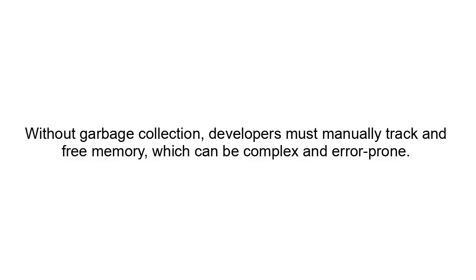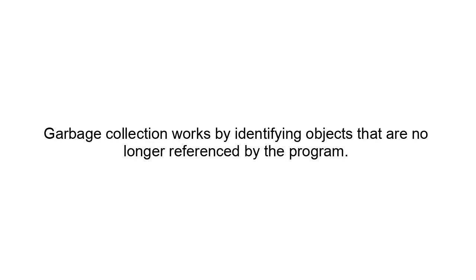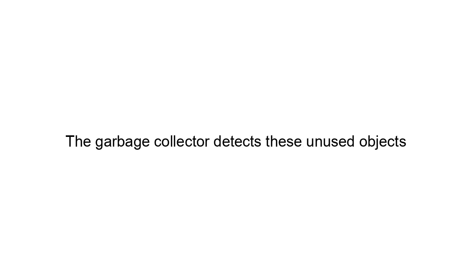How garbage collection works. Garbage collection works by identifying objects that are no longer referenced by the program. Example process. A program creates objects in memory. Some objects are used temporarily. The program stops referencing certain objects. The garbage collector detects these unused objects. The memory used by those objects is freed. This process allows memory to be reused by new objects.